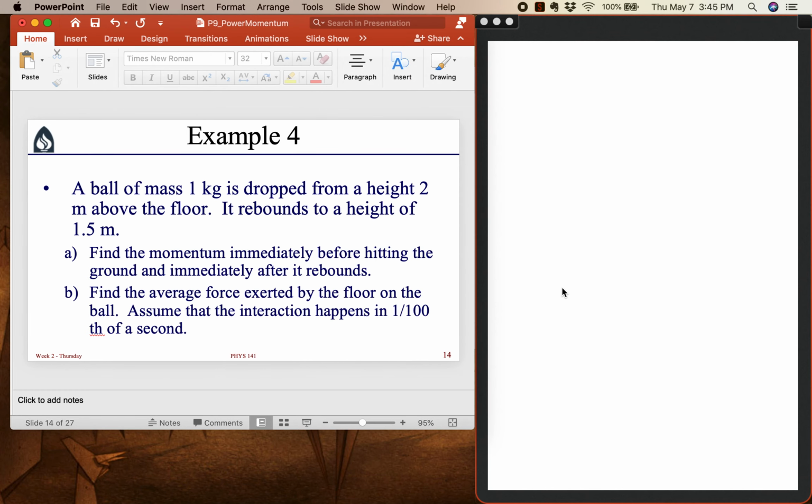So let's take a look at solving the first part of this problem. We have this ball and it falls from a height of 2 meters and rebounds to a height of 1.5 meters. We want to find the momentum right before it touches the ground and right after it stops touching the ground. So that means we need to break the motion up into two different parts, the part before it hits the ground and the part after it leaves the ground. So let's think about before hitting the ground.